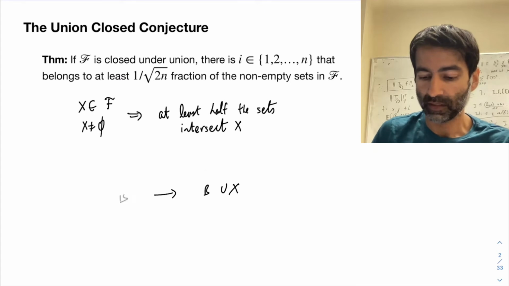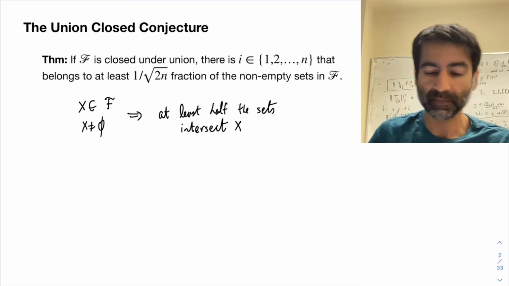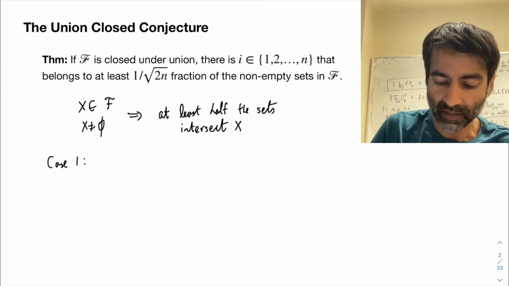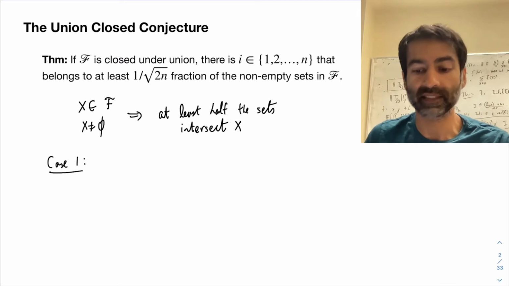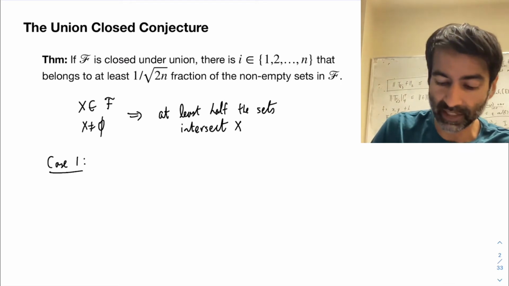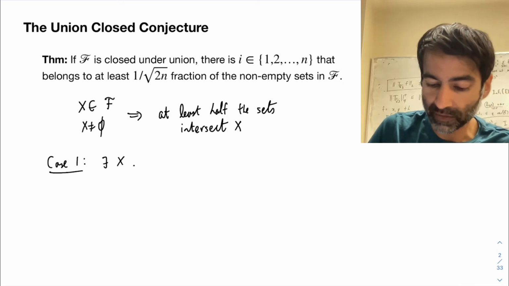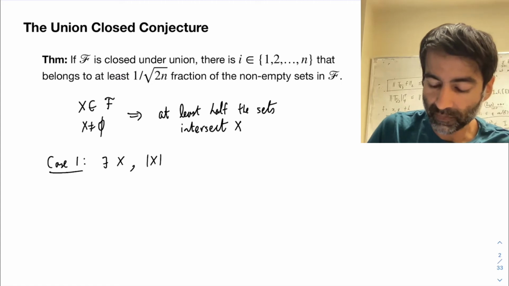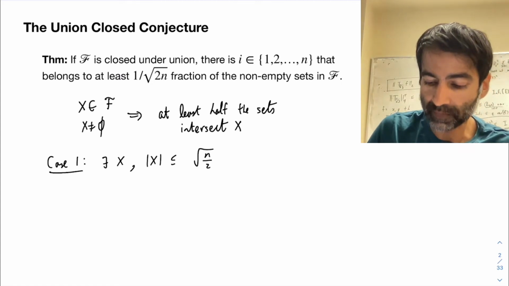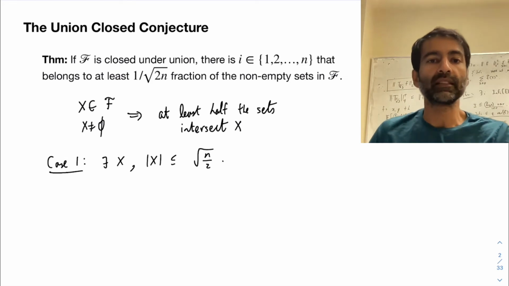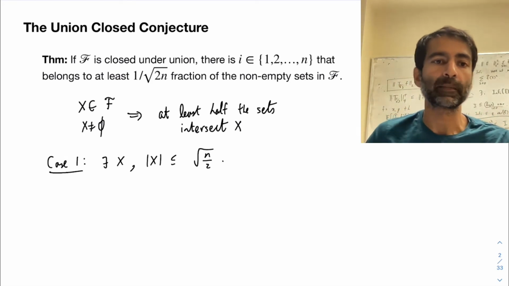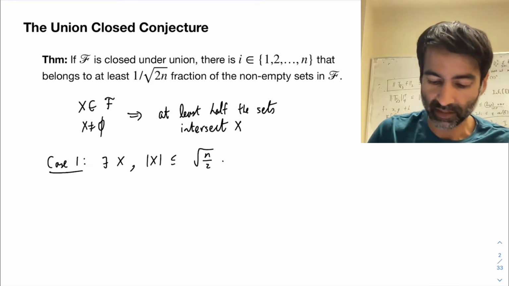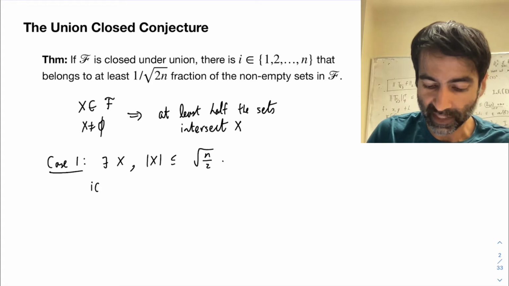So how can we use this to prove the theorem? Well, there are two cases. The first case is that you can find an x as above that's small, whose size is at most the square root of n over 2. In this case, you can find an element i that belongs to many sets just by picking a random element from the set x.